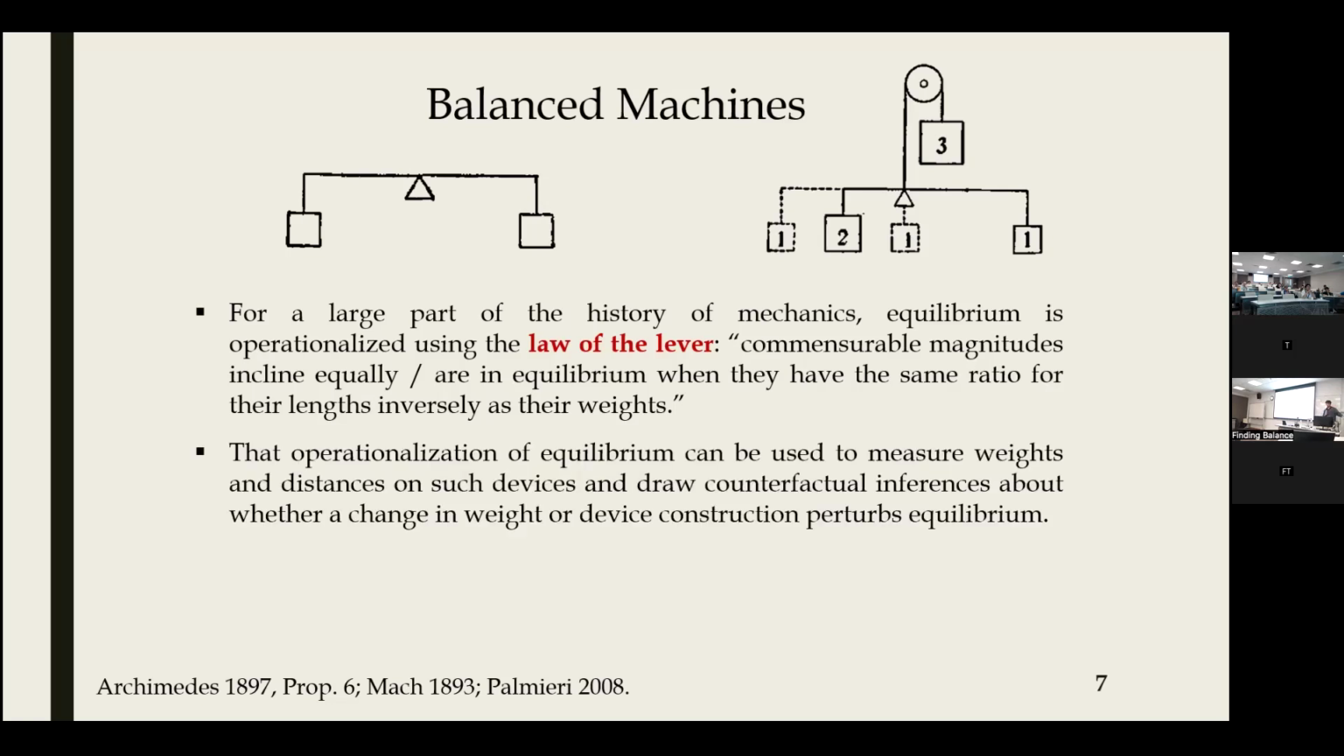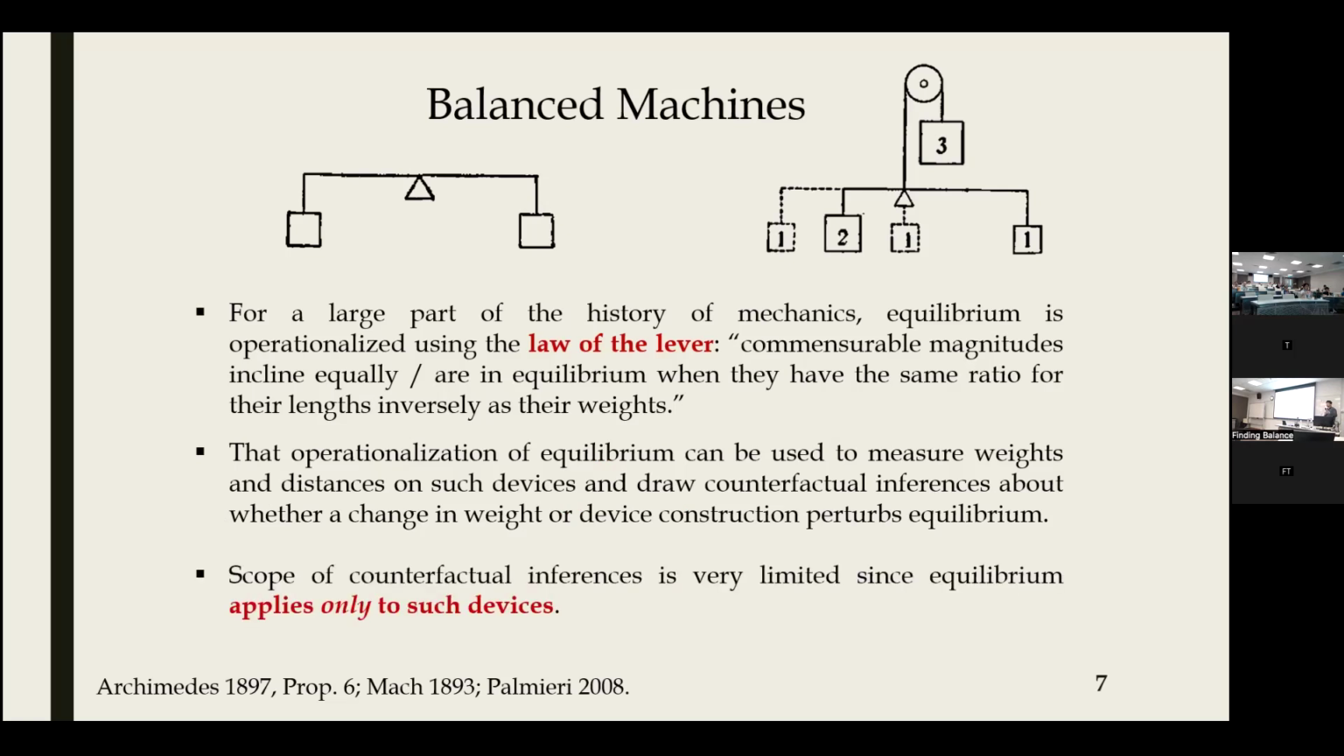So you can use it to measure weights and distances in virtue of each other, and you can draw some counterfactual inferences about whether a change in weight or a change in the construction of a specific device leads to a disequilibrium. It perturbs equilibrium. However, the scope of such counterfactual inferences is very limited because it's not really clear what equilibrium means outside of a device, since it is defined in terms of distances within such a device and weights that are connected to it, right? And so it's very limited in its applicability.